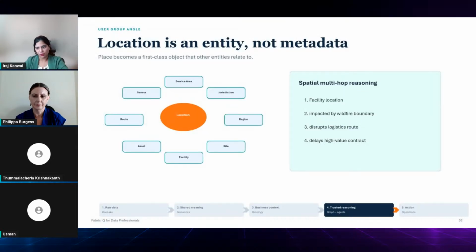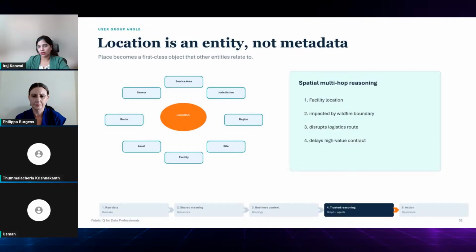And when we are talking about all this, there is a slide built specifically for this, where in many systems location is treated as metadata, an address field, a latitude or longitude column, or a label on a record. For AI-ready operations, when we are talking about operational agents, that is not enough. Location should be modeled as a first-class entity, like region, site, facility, asset, service area. They have properties, relationships, and rules.